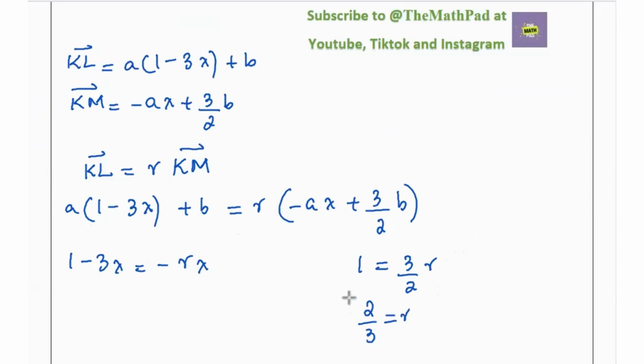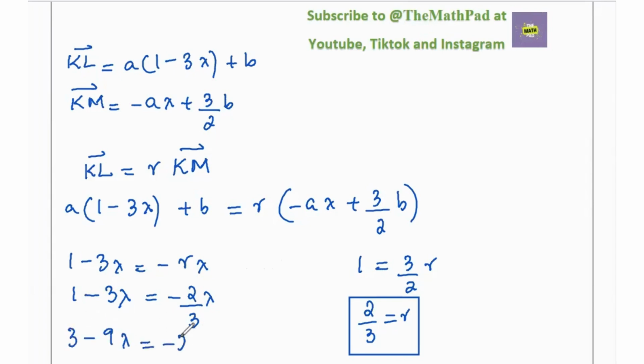So we can substitute the value of R in this equation so that it's just in terms of lambda. So 1 minus 3 lambda equals negative 2 over 3 lambda. Cross multiply. So 3 minus 9 lambda equals negative 2 lambda.